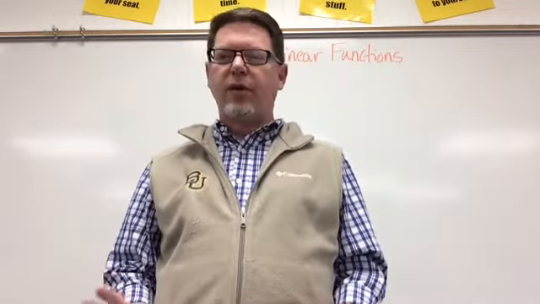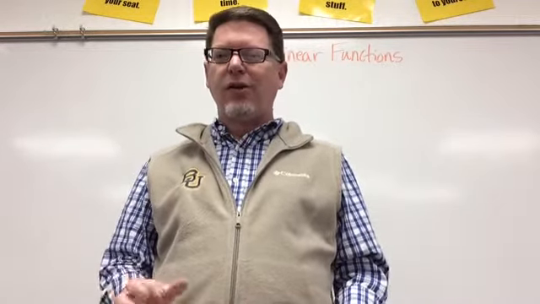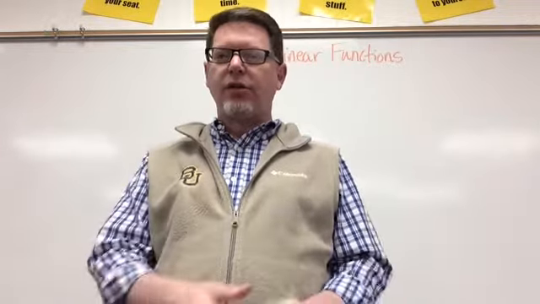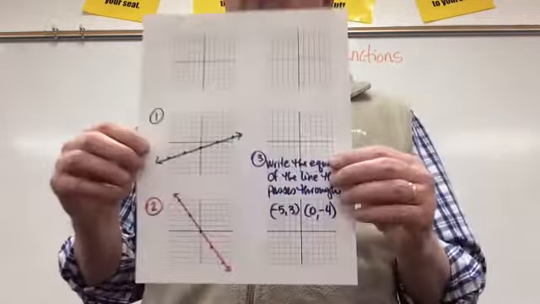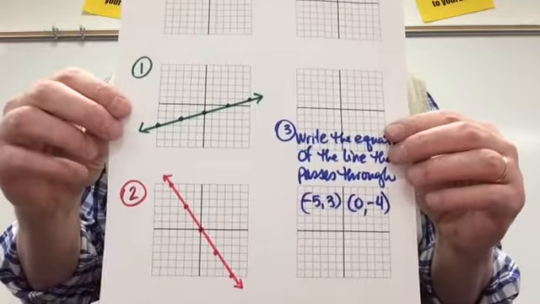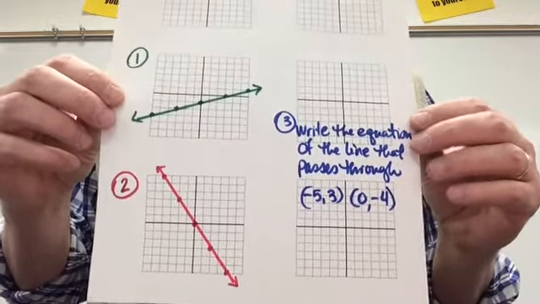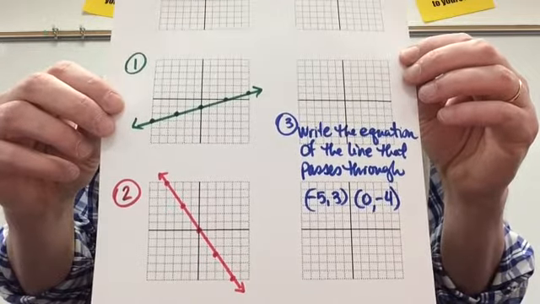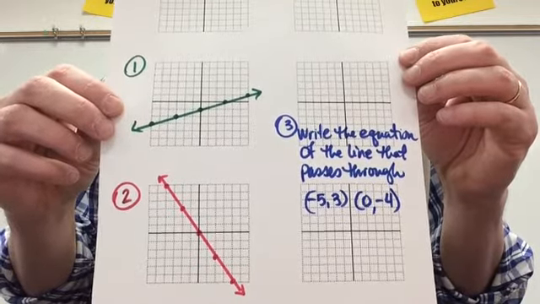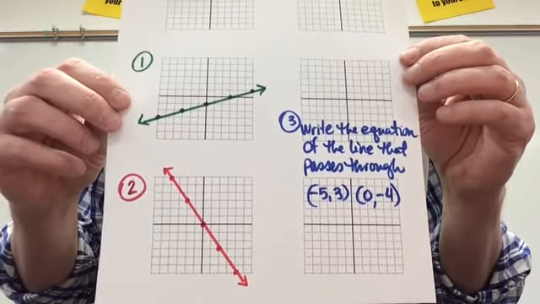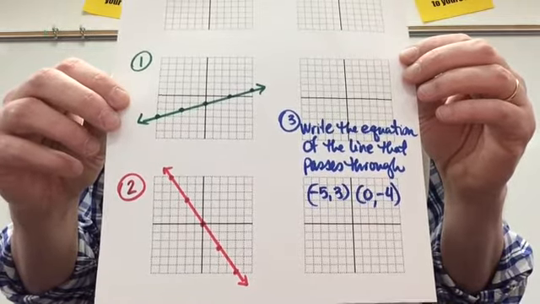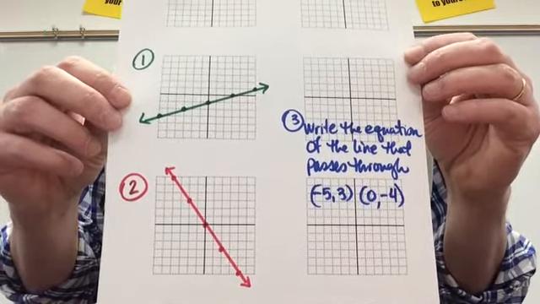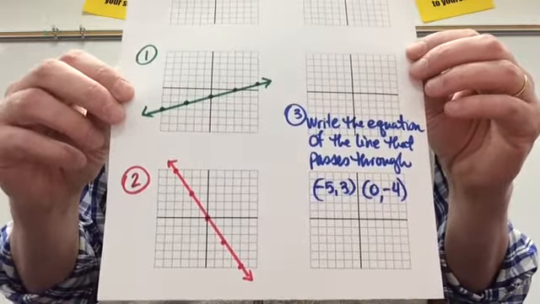So here are your 3 practice problems for today. All you're going to do is write the equation that matches each one. I'm going to show them to you on this graph paper because the lines are darker and they're easier to see, and I'm going to hold them there for a while. Question number 1 gives you a line in green and asks you to find the equation of that line. Number 2 is a line in red and asks you to find the equation of that line. And number 3 gives you 2 points on a line and asks you to find the equation of that line.